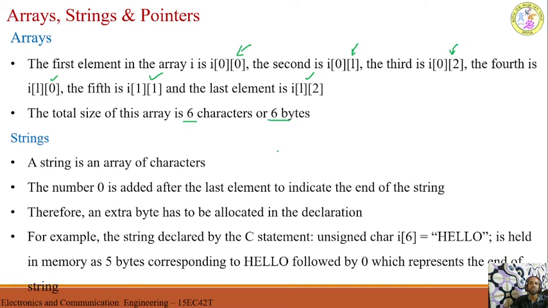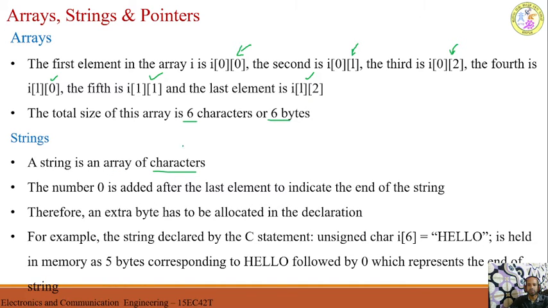So this is how the array can be either one dimensional or two dimensional. And then we have strings. A string is an array of characters. A string is nothing but an array. What is an array? An array is a collection of variables.